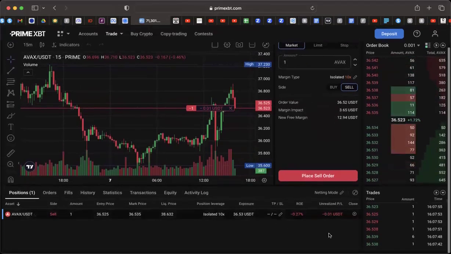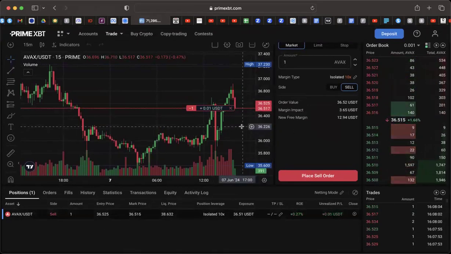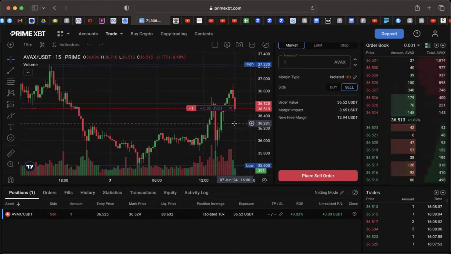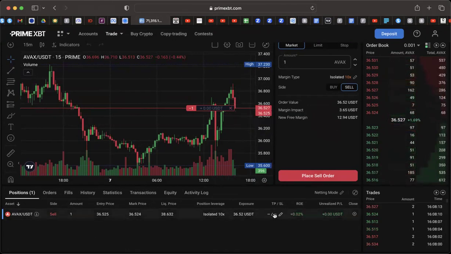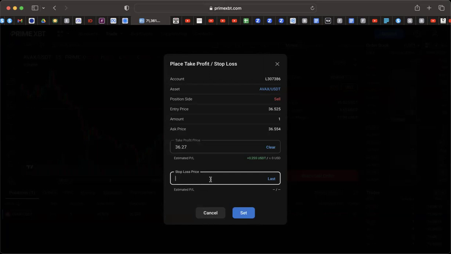And so perhaps I need to set my take profits. Remember, I said we'll take profit at 36.20, let's say 36.227. So take profit 36.27. So stop loss, probably, I didn't do for this thing.